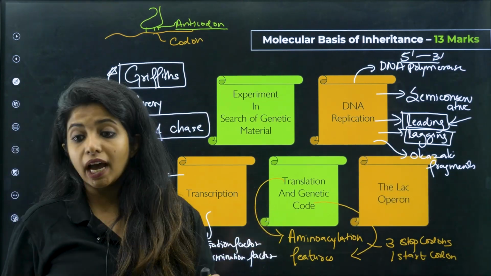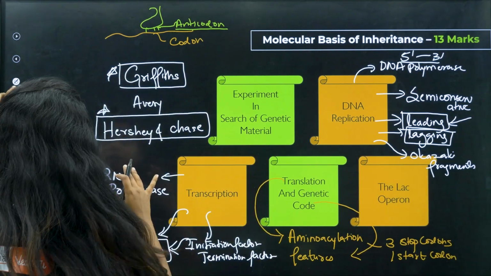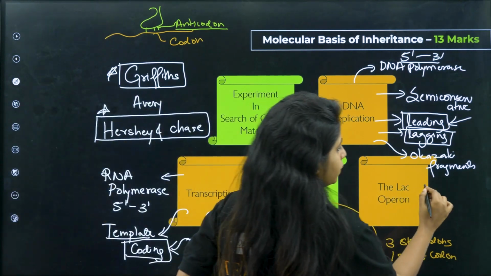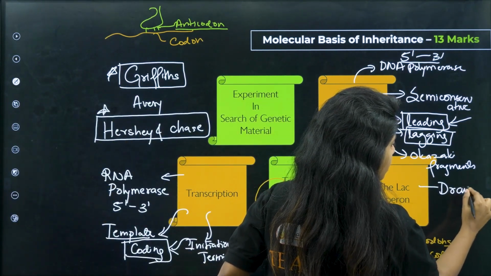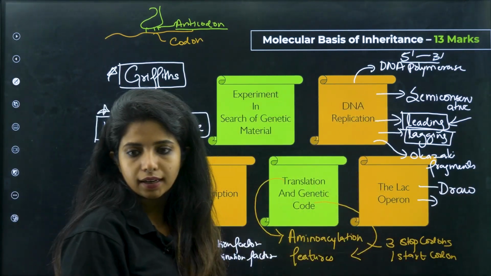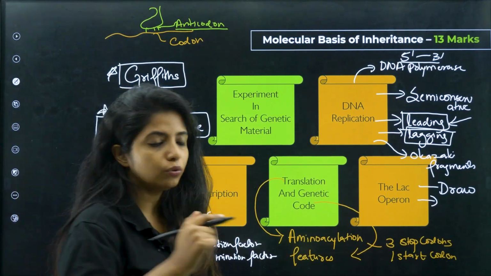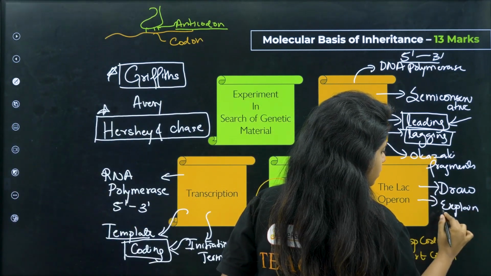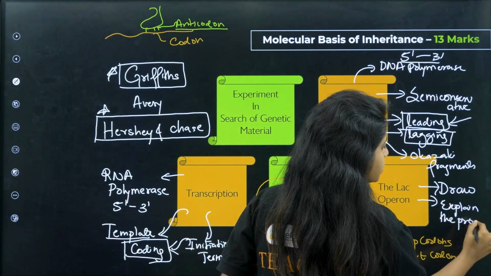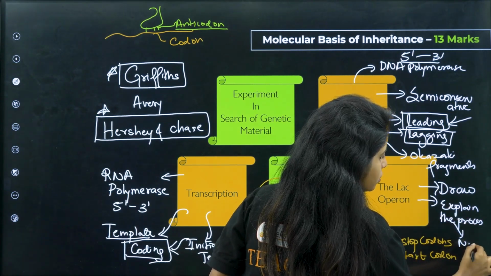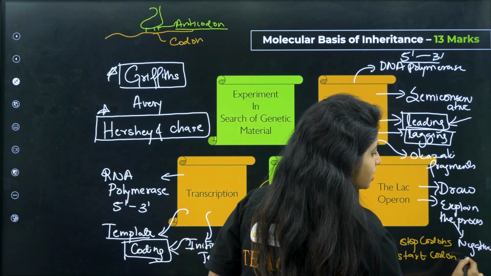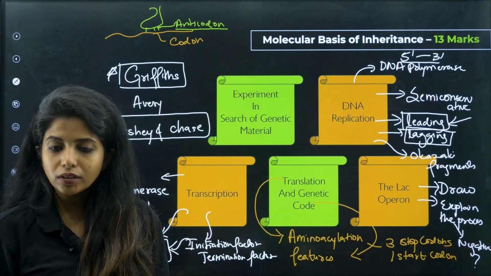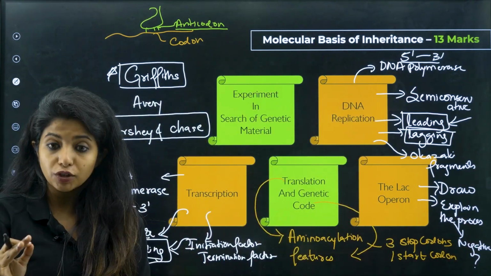Going ahead, we have one more thing, the lac operon. It is very much important. They can ask you to draw the structure of the lac operon and also explain it in detail. All the enzymes, you should be knowing what they do, and explain the process. They'll also ask you why it is known as negative regulation. So all these small things you need to be knowing.